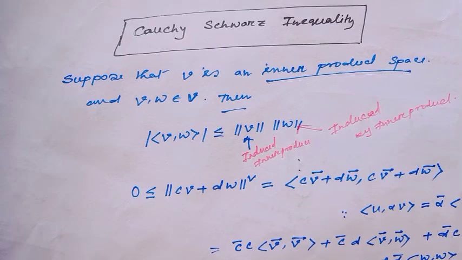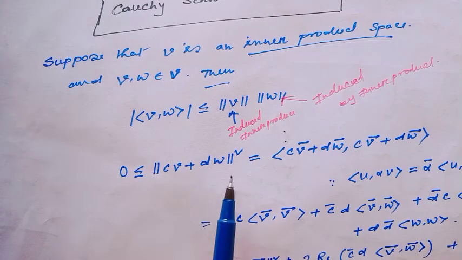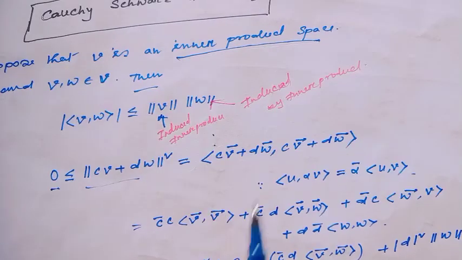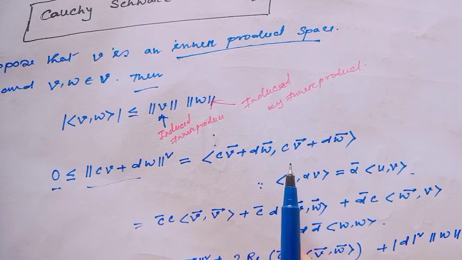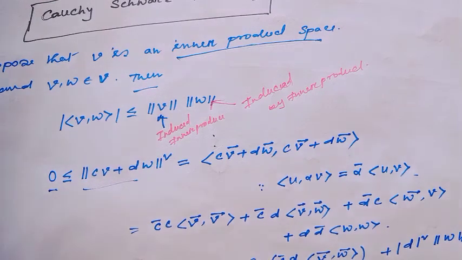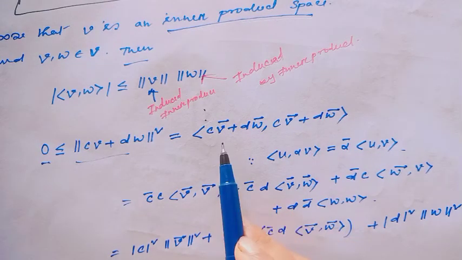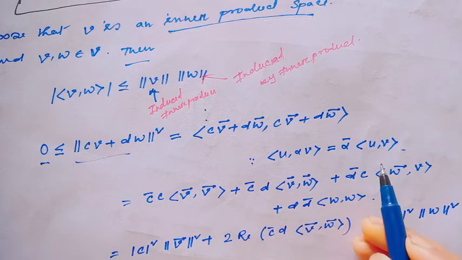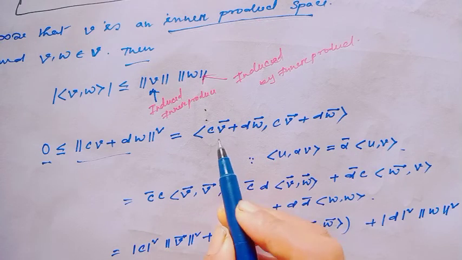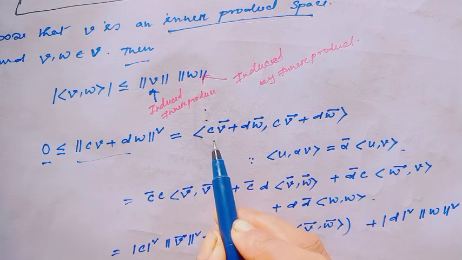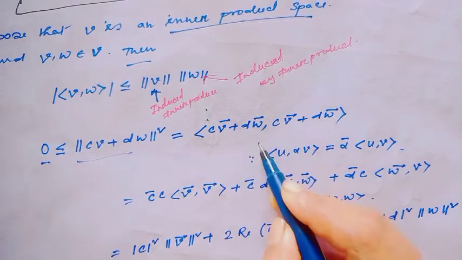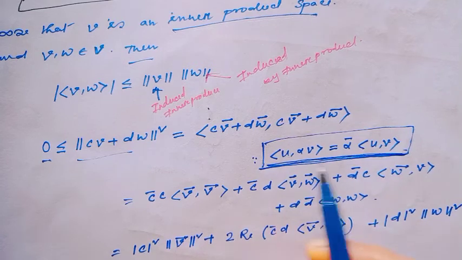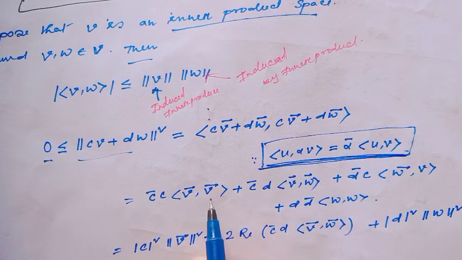Then obviously norm of CV plus DW whole square, since this is a norm, would be greater than or equal to 0, and this is equal to, as all of us know, the inner product of CV plus DW with CV plus DW, and apply the distributive law. Then we all know the inner product of U with alpha V is equal to alpha bar times the inner product of U and V. Then if we apply the distributive law, we get the inner product of CV with CV. Now apply this condition. If we consider this is a complex field, then this would be C bar times C times the inner product of V with itself.